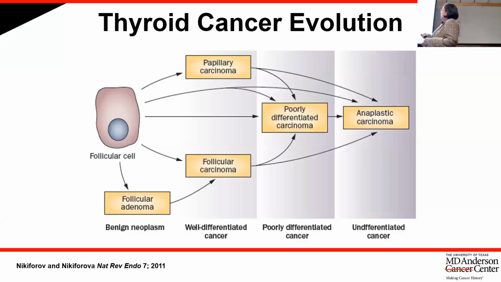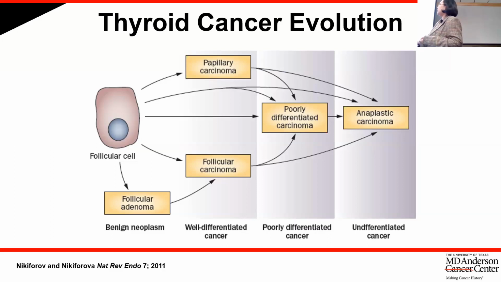So this is the evolution of thyroid cancer. It's pretty self-explanatory, but all of these arise from the follicular cell. When they develop mutations, eventually they transform to either papillary, which if it advances becomes poorly differentiated, and eventually anaplastic. Similarly with follicular carcinoma, it can transform to poorly differentiated or anaplastic. And as this process happens, they acquire more mutations.